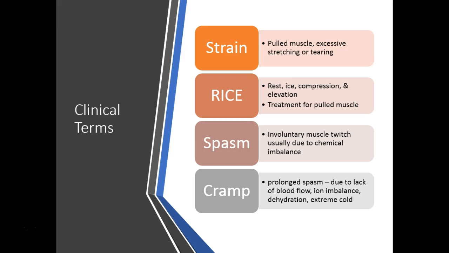Some additional clinical terms we'll look at are strains. Strain is simply a pulled muscle. It could be excessive stretching or tearing of the muscle. A spasm is an involuntary muscle twitch, usually due to a chemical imbalance. And a prolonged spasm is what we call a muscle cramp. So this can be because of a lack of blood flow or an ion imbalance.